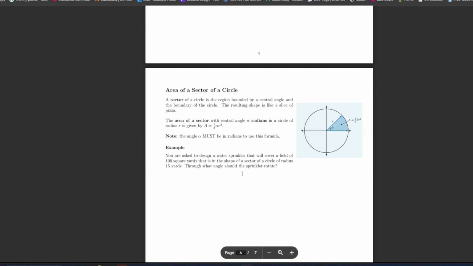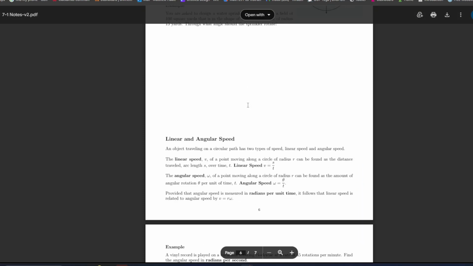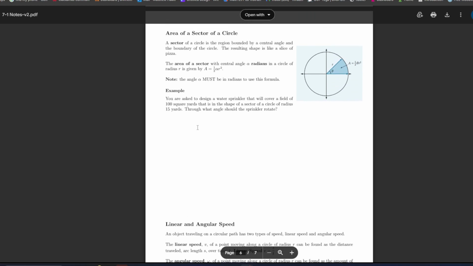Now, I'm going to make another video about the area of a sector and linear and angular speed, because that takes some talking about. I'll post that shortly.